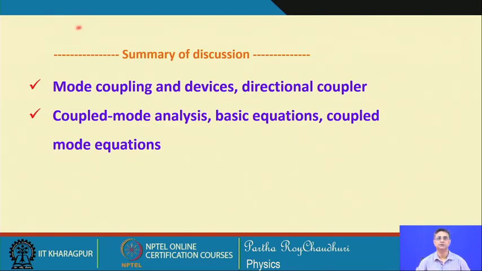So, in this discussion we have brought in the coupling of waves when the waveguides are otherwise non-uniform or interacting with neighboring waveguides. There are devices made out of this principle that we have discussed, and we will be discussing more about this. Then we talked about the directional coupler, how two waveguides can couple. We will look at more details of the directional couplers in the next part. Then for coupled mode equations we discussed the basic equations, and finally brought in the coupled mode equations.